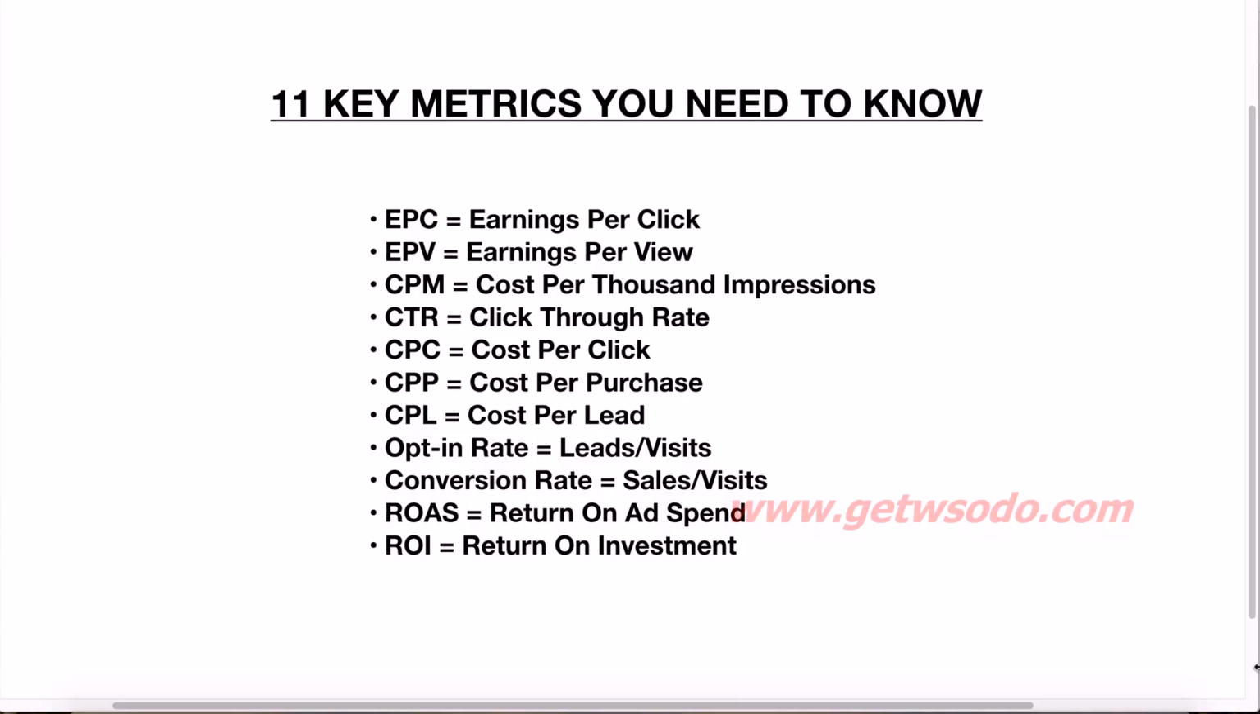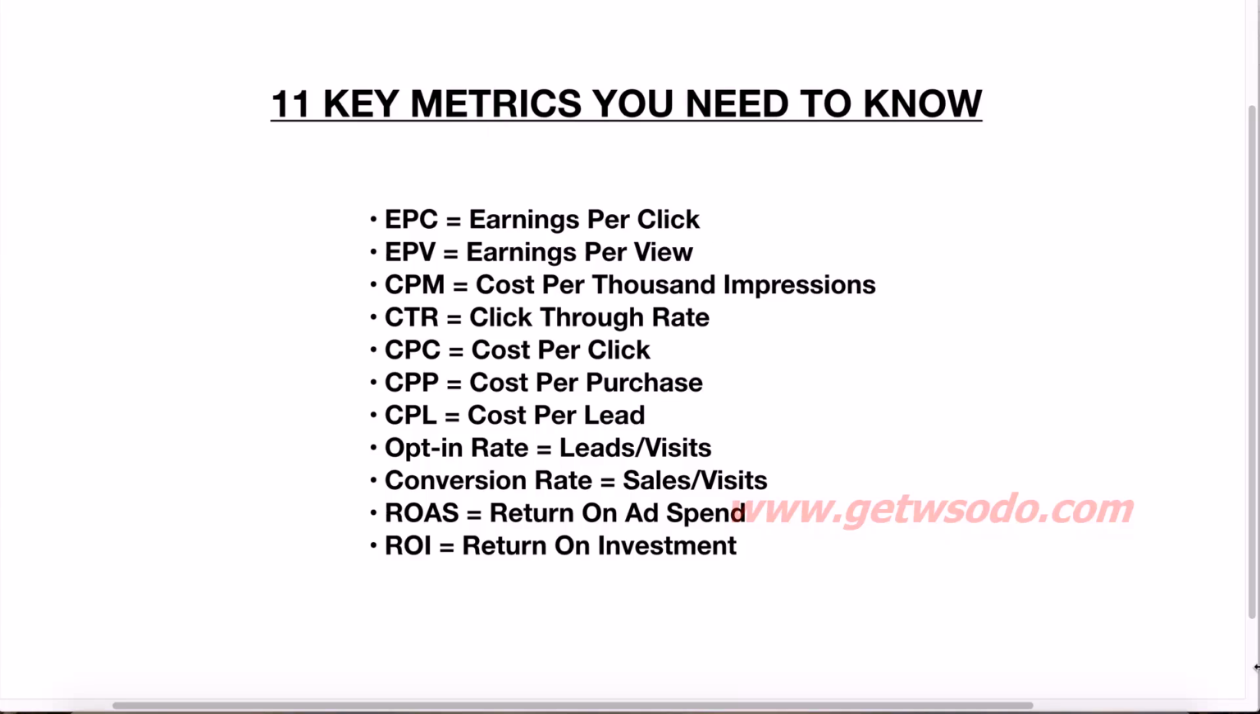Opt-in rate: if you have a landing page that is collecting emails, if I send 100 people to the landing page and only 30 give me their email, then my opt-in rate is 30%. Okay, so leads divided by visits to the landing page. Same thing on the conversion rate, just sales divided by visits. If I have 100 people see my offer and I get 4 sales, then my conversion rate is 4%.